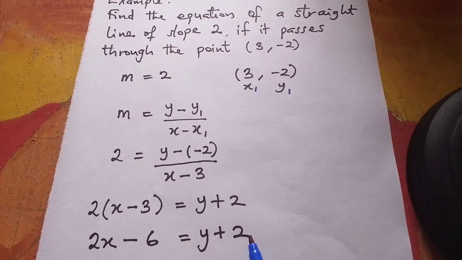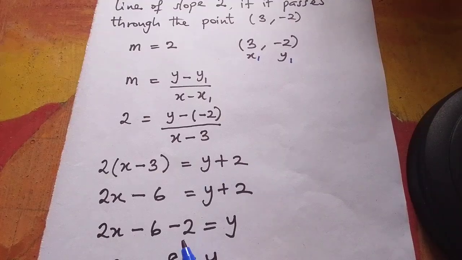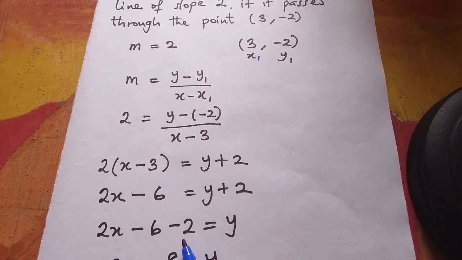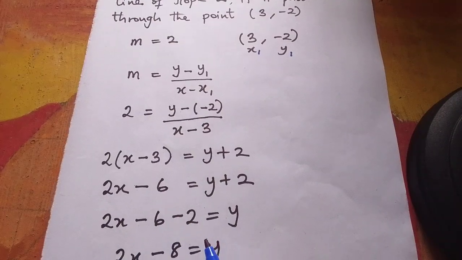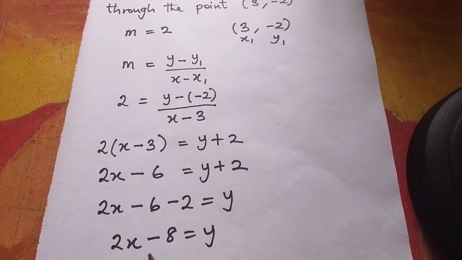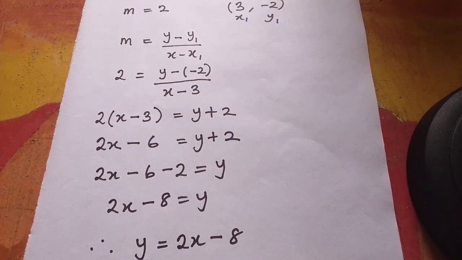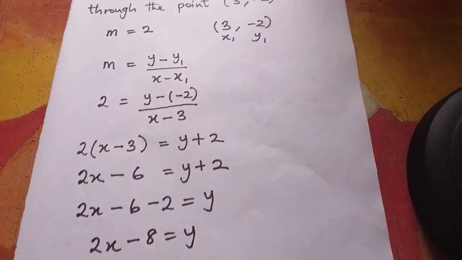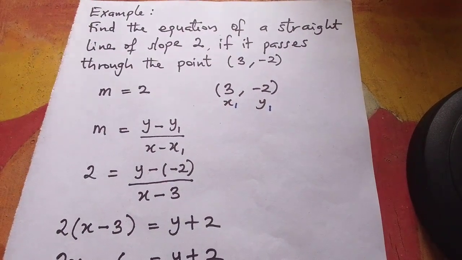So making y the subject of the formula. If I bring this plus 2 to the other side, it will cross the equality sign to become minus 2. So 2x minus 6 minus 2 is equal to y. Minus 6 minus 2 will give us minus 8. So 2x minus 8 is equal to y. So y equals 2x minus 8. So whenever you are given the gradient and one coordinate, you are going to use this formula to get the equation of the line.